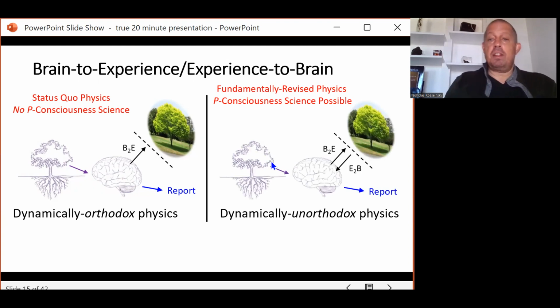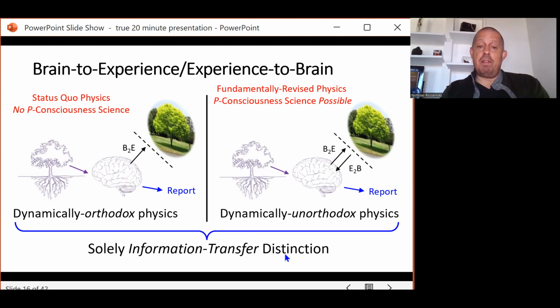Now, there's another possible reconciliation in the intuition-physics conflict, namely that everyday intuition is right and qualia-valued information does actually directly influence report and behavior. But this would require a coupling from experience to brain, or between qualia-valued information and conventional physical dynamics. And this is what I call dynamically unorthodox physics, the ability for qualia-valued information to be transferred into brain activity. Now, this would be a radical revolution in physical theory if it actually occurs in the human brain.